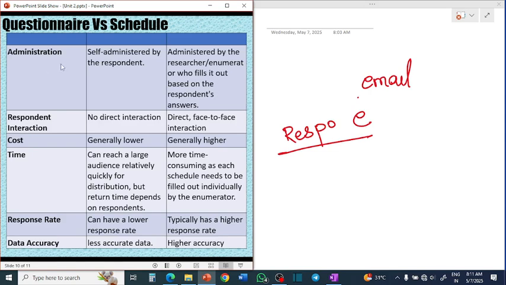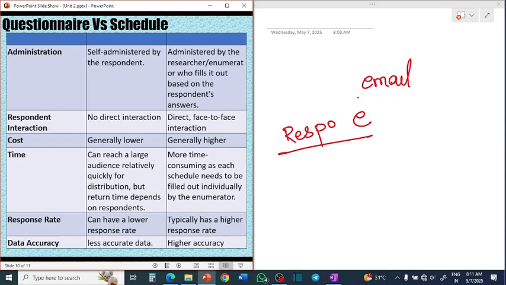So we have understood the administration. Now we will come on to the respondent interaction. In respondent interaction, the questionnaire is just provided to that particular person or the respondent, and the answer is collected. While in the case of schedule, the enumerator goes and talks to the public and then collects the data.